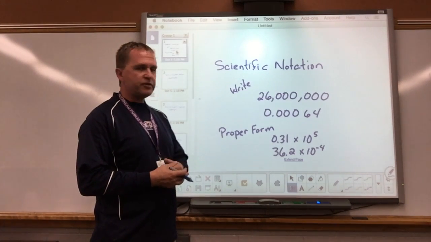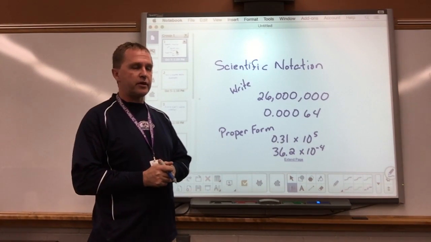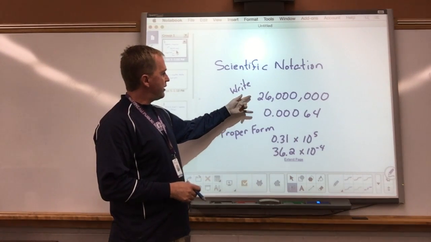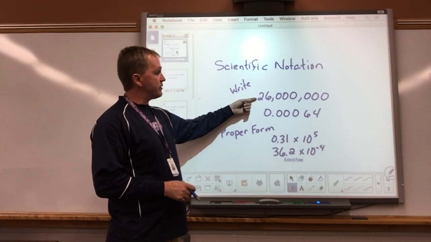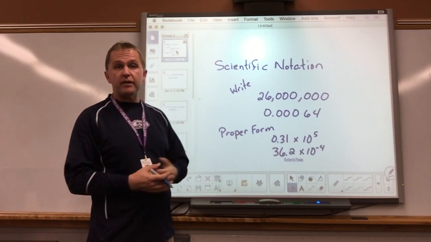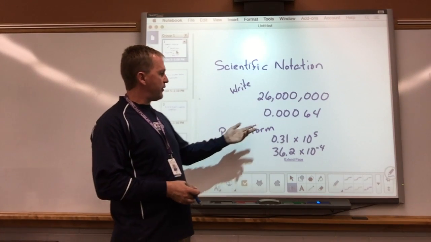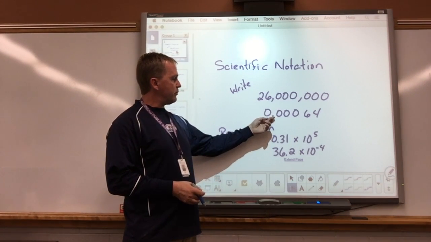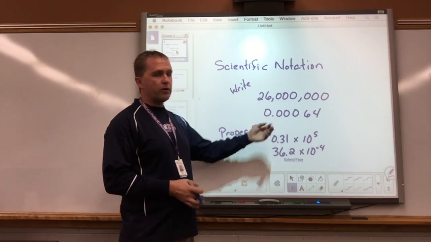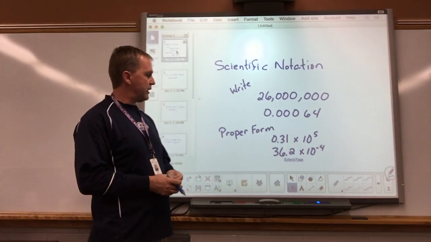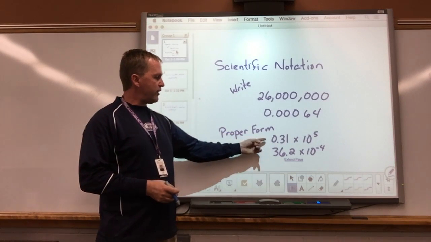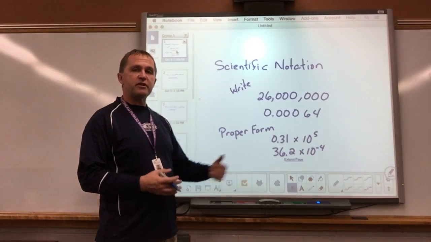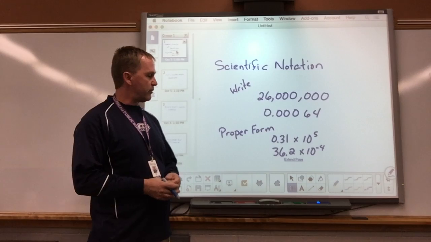On this first screen here, just so that you're aware of what this video will encompass, it includes writing numbers in scientific notation. So if we take a number like 26 million and you're asked to write that in scientific notation, we're going to talk just a little bit about that. Taking a decimal number like 0.00064 and also writing that in scientific notation, as well as the second part that we'll cover, is what do you do when you have an answer that's in scientific notation but it's not in what's called proper scientific notation.